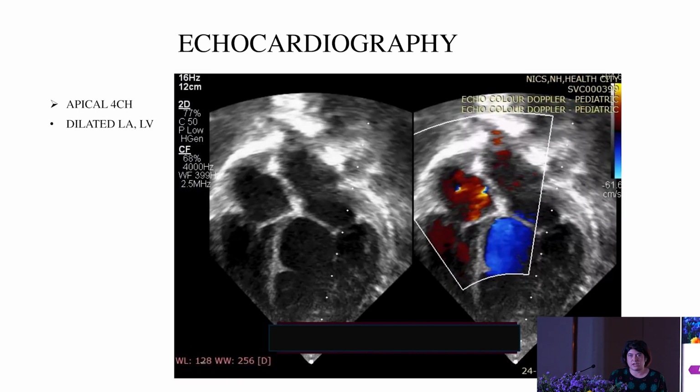So let's go to echocardiography. In the 4-chamber view, we saw only LV dilatation. There was no valve regurgitation or anything. The only thing we saw in the 4-chamber view was LV dilatation.